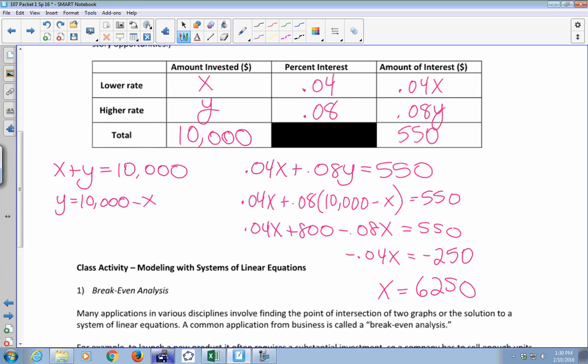So that's how much money we're going to invest at the lower rate. And then at the higher rate will be the rest of our money. 10,000 minus 6,250. What? $3,750. So my lower rate, 6,250. Higher rate, 3,750.